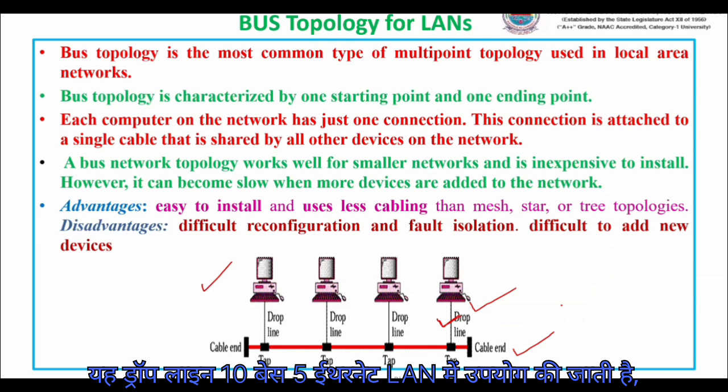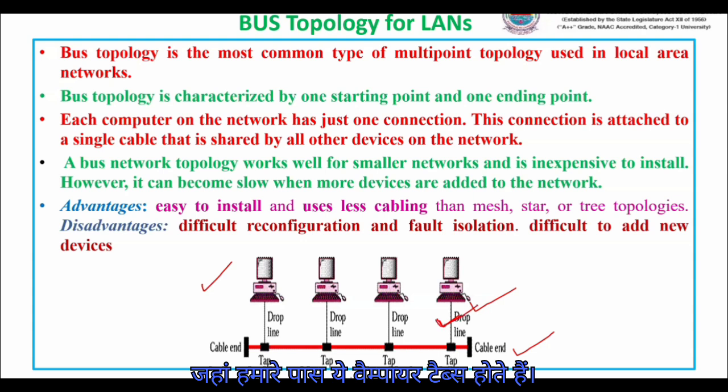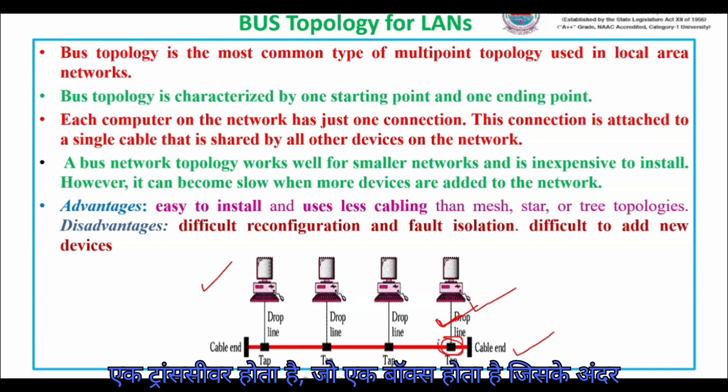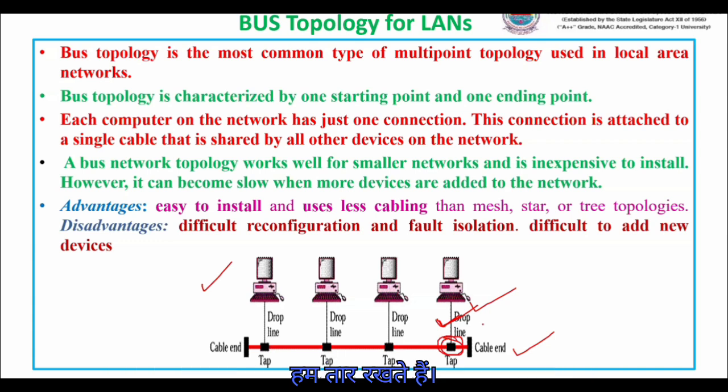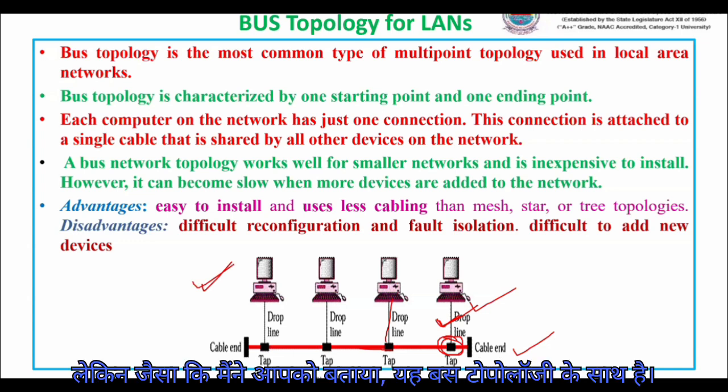This drop line is used in 10 base 5 Ethernet LAN, where we have these vampire taps, we call them vampire taps. There is a transceiver, which is a box within which we keep the wire, and it's a clamp type box, and we just press it. Okay, so wire comes into connection with the pin that is there in the box, and whatever signal is going on in the wire, it comes to the computer.